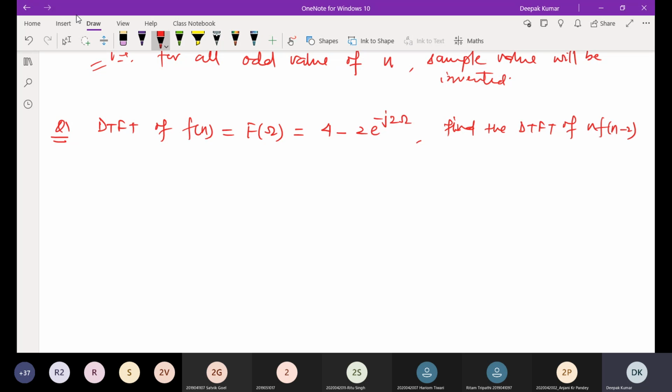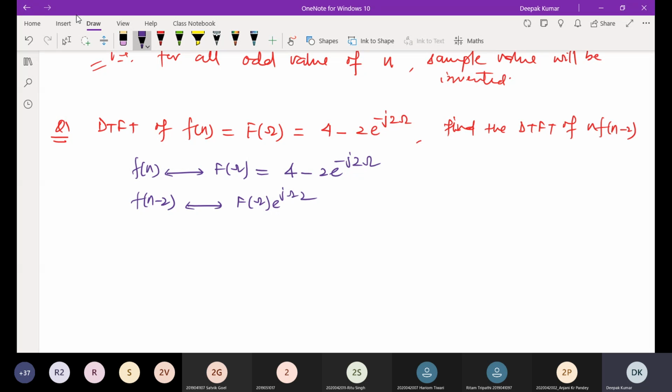See, here f of n is defined, their Fourier transform F of omega is equal to 4 minus 2 e to the power minus j 2 omega. And if you shift in the time domain by 2 units, it will be F of omega e to the power minus j omega into 2. So it will be e to the power minus j 2 omega multiplied with your actual F of omega, that is 4 minus 2 e to the power minus j 2 omega. By solving this, you will get 4 e to the power minus j 2 omega minus 2 e to the power minus j 4 omega.